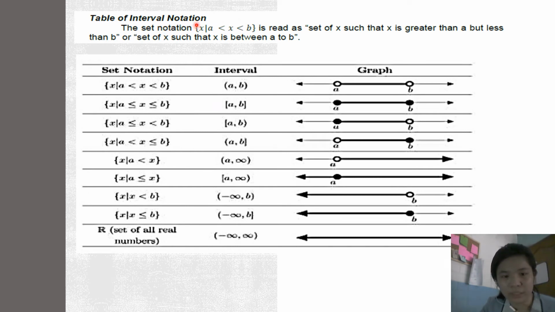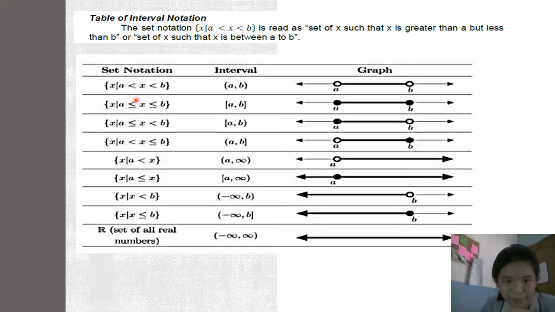Table of interval notation. So the set notation, this symbol is read as set x such that x is greater than a but less than b, or set of x such that x is between a and b. Since wala naman siyang equal sign, so kapag sinabi nating between, hindi na included si A and B. So, these are an example of set notation and its corresponding interval and its corresponding graph.